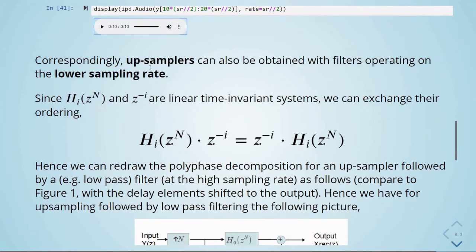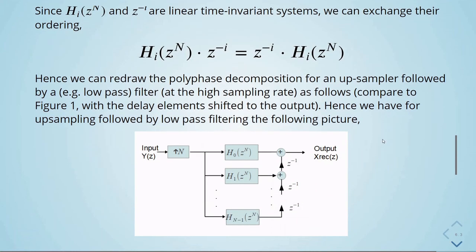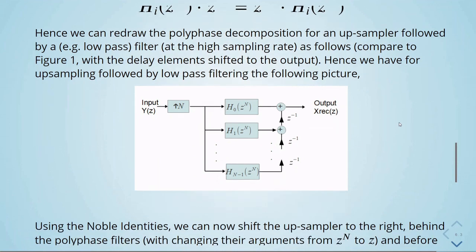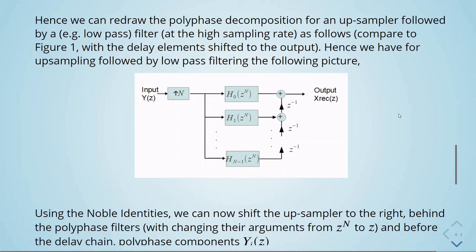So we have this, they are linear time invariant, and we can exchange their ordering. So we are redrawing the polyphase decomposition for an upsampler followed by a filter at the high sampling rate as follows. Here we have the delay elements shifted to the output. So we have upsampling followed by a low pass filter just here.